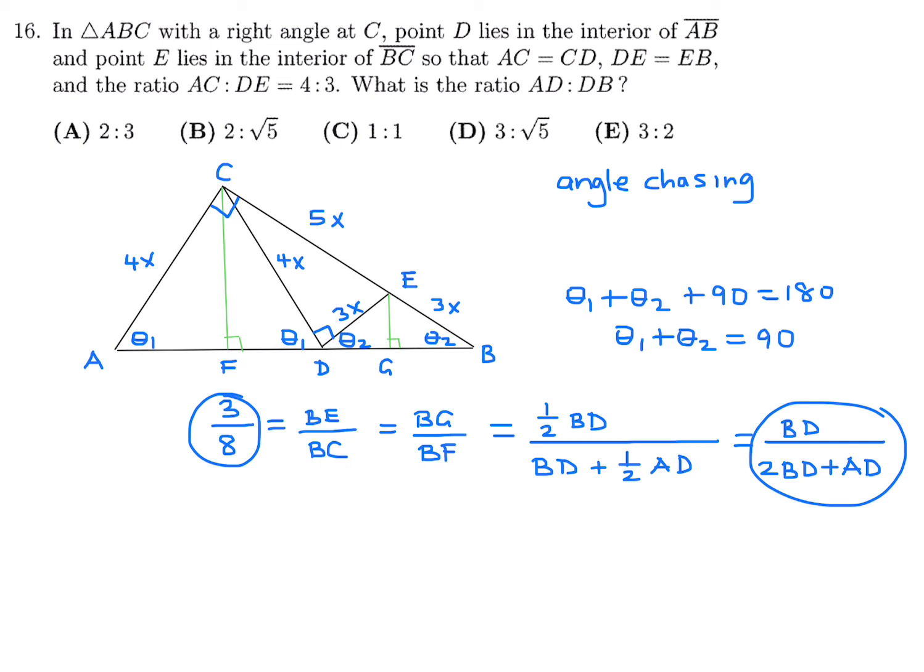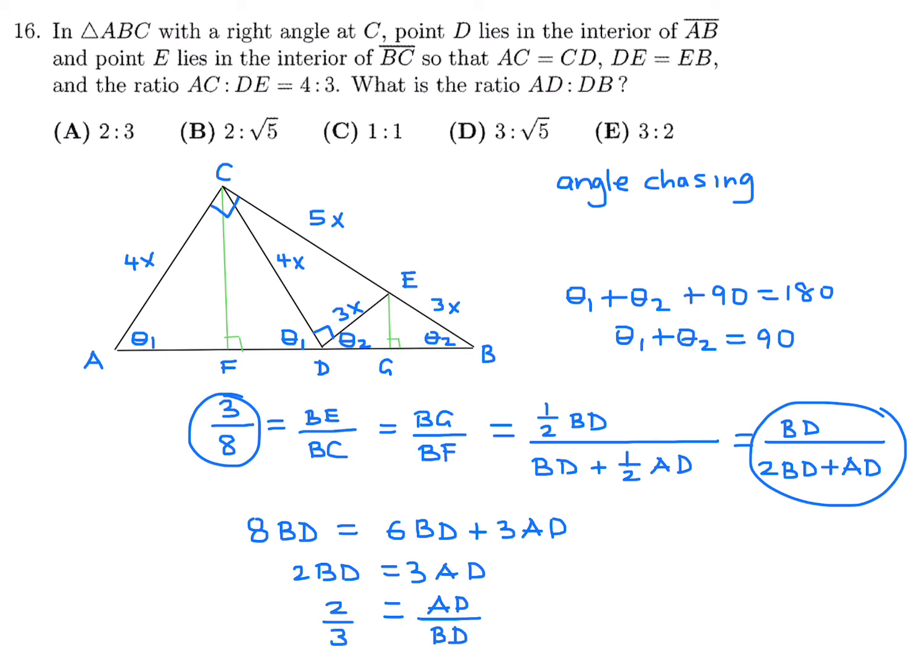So let's cross multiply. So 8 times BD would be equal to 6BD plus 3AD. So that means 2BD is equal to 3AD. And therefore AD over BD would be equal to 2 over 3. And there you have it. AD to DB, or BD, DB, same thing, is 2 to 3. So number 16, the answer is A.